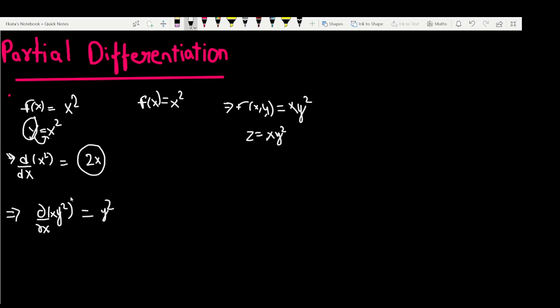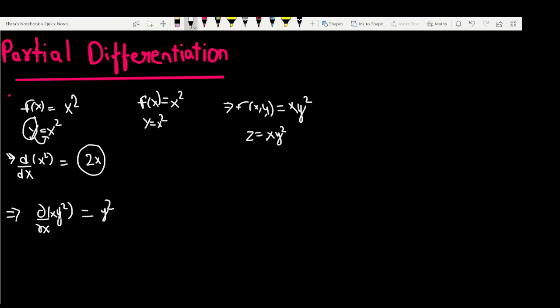So if there is any type of function which is dependent upon more than one variable, like here I defined y is equal to x squared. It means y is only dependent upon x. But here you can see that z is equal to x y squared. It means that it's now dependent upon both x and y squared. So if anyone asks you to differentiate this function, you will not apply d by dx. You will apply del by del x.